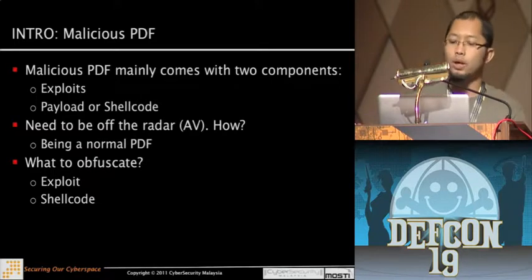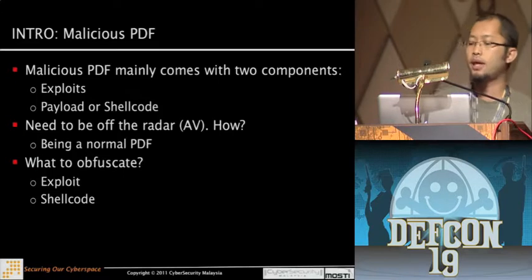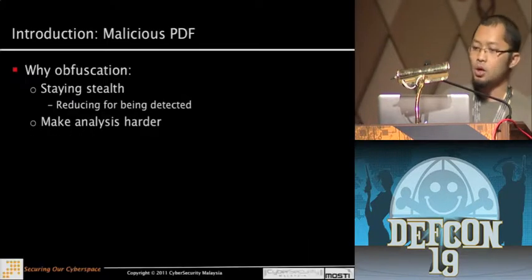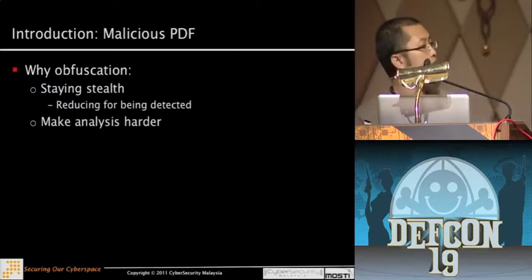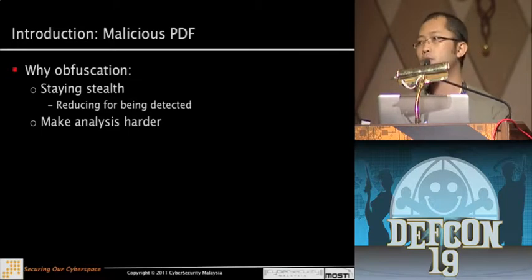What you want to obfuscate depends on what level you want to go. Normally, people just obfuscate the exploit, or people obfuscate the shellcode, but these two main components need to be obfuscated. Why are you obfuscating this? Obviously, you want to stay stealthy, reducing the chance of being detected, and one of the things is to try to make analysis harder.